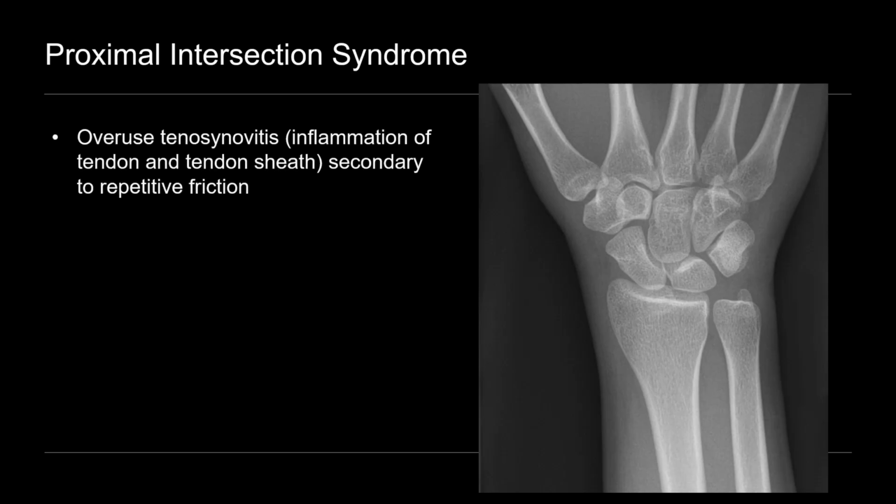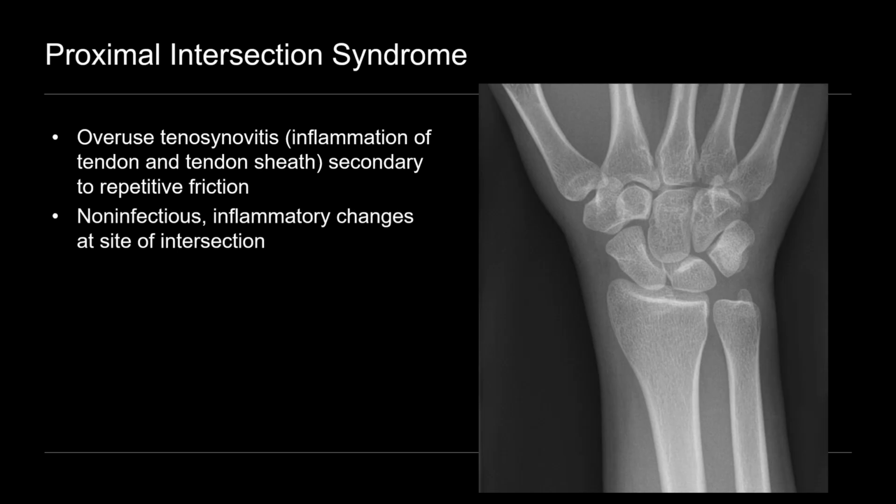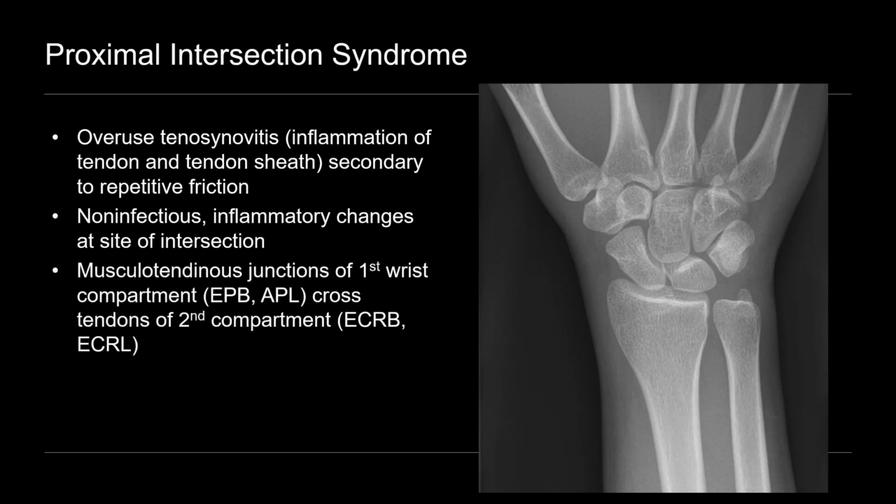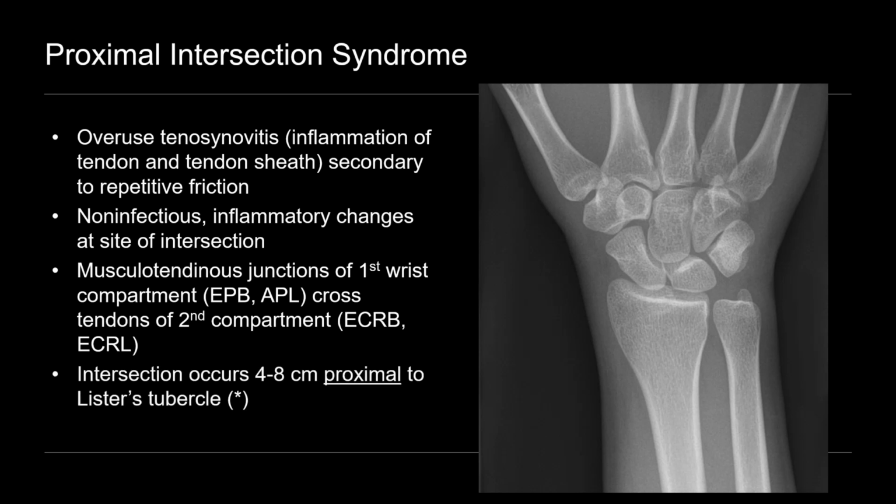So this is an overuse tenosynovitis, and tenosynovitis is inflammation of the tendon and tendon sheath occurring secondary to repetitive friction. And it's a non-infectious inflammatory change at the site of this intersection. And with proximal intersection syndrome, we're focusing on the musculotendinous junctions of the first wrist compartment. Again, that's the EPB and APL, where it crosses the tendons of the second compartment, the ECRB and the ECRL. And that intersection occurs about 4 to 8 centimeters proximal to Lister's tubercle.